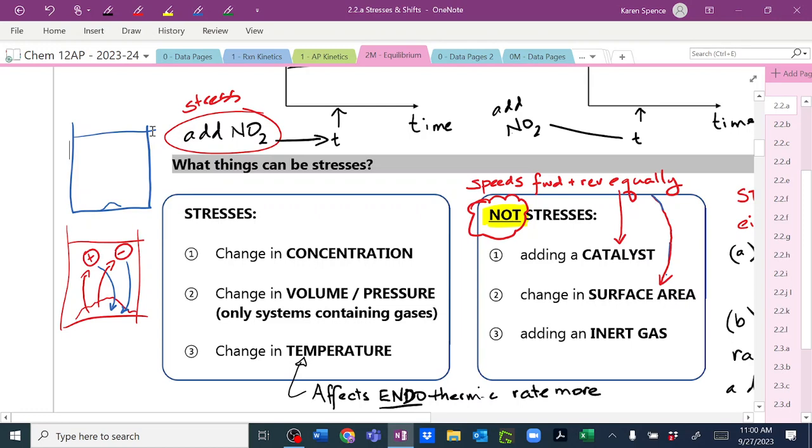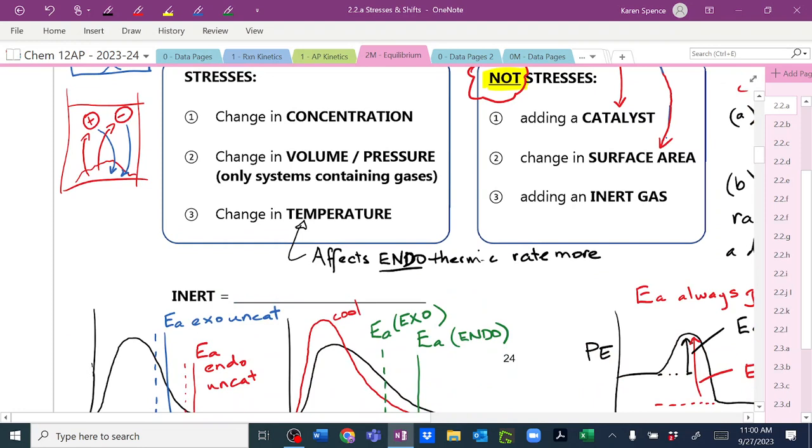And finally, adding an inert gas. What does inert mean? Non-reactive. Helium, krypton, neon, any of the noble gases.